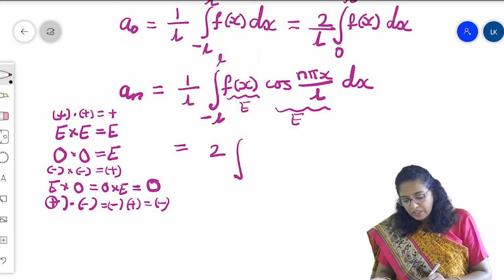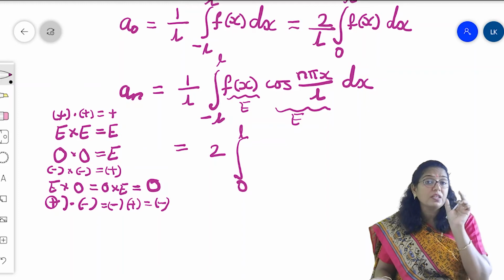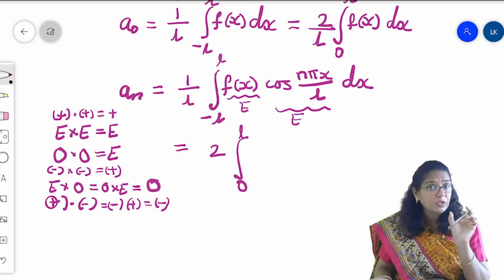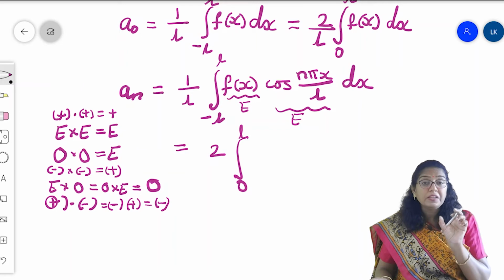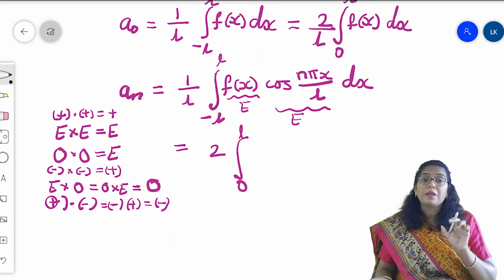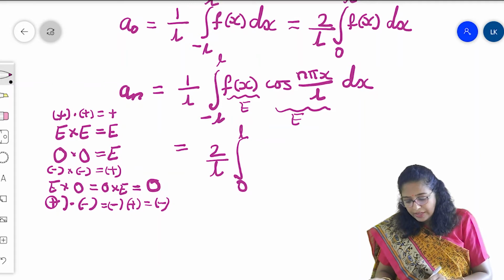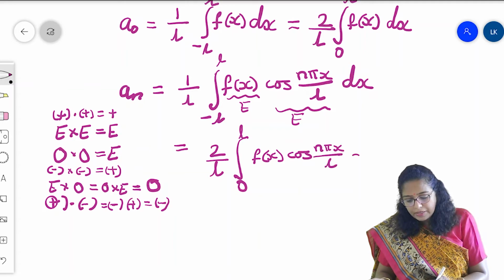2 times the integral from 0 to L, our range becomes half. Originally, our range is minus L to L. Now, the given function is even, therefore minus L to L becomes 0 to L. Therefore, the Fourier coefficient an is 2 upon L integral 0 to L f(x) cos(n pi x upon L) dx.